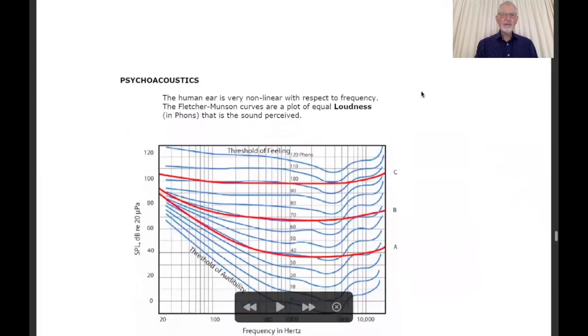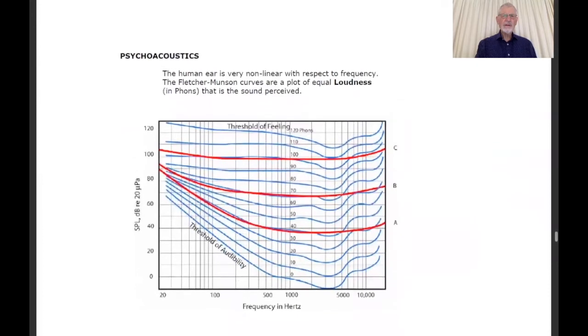So I mentioned earlier psychoacoustics, and that is a very famous set of curves called the Fletcher-Munson curves, and they're plots of equal loudness. That was done by a series of experiments in which a large number of subjects had headphones on, and in one ear they were played a sound of frequency, I think it was 500 hertz. I'm not too sure about that.